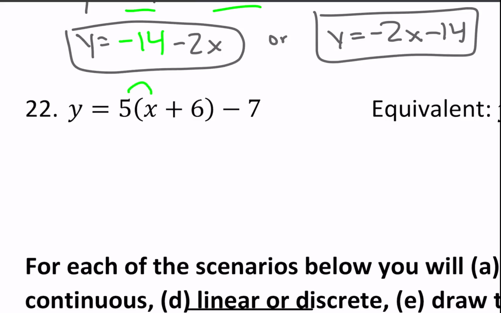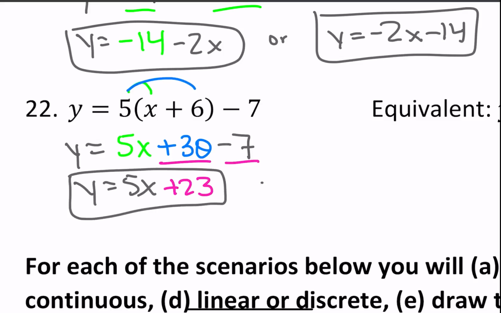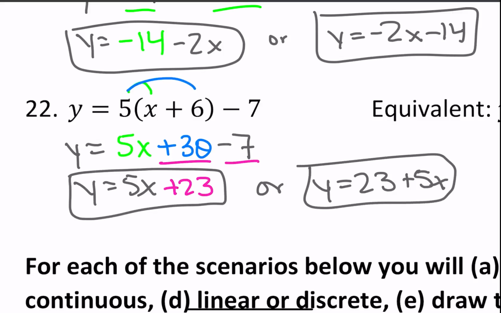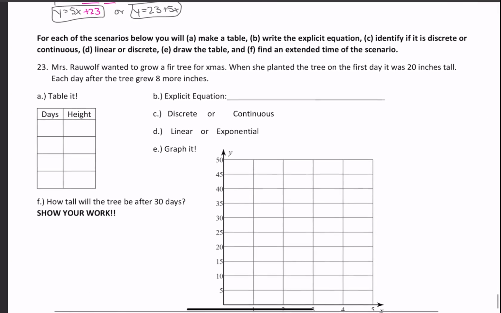Next, we have 5x. And then we have 5 times 6, which is plus 30. Nothing else changes, so we bring down that -7 and the y equals. Combine like terms, which gives us 23. So we get y equals 5x plus 23. Or it can look like y equals 23 plus 5x. They mean the same thing. All right, now we're going to do these last 3.